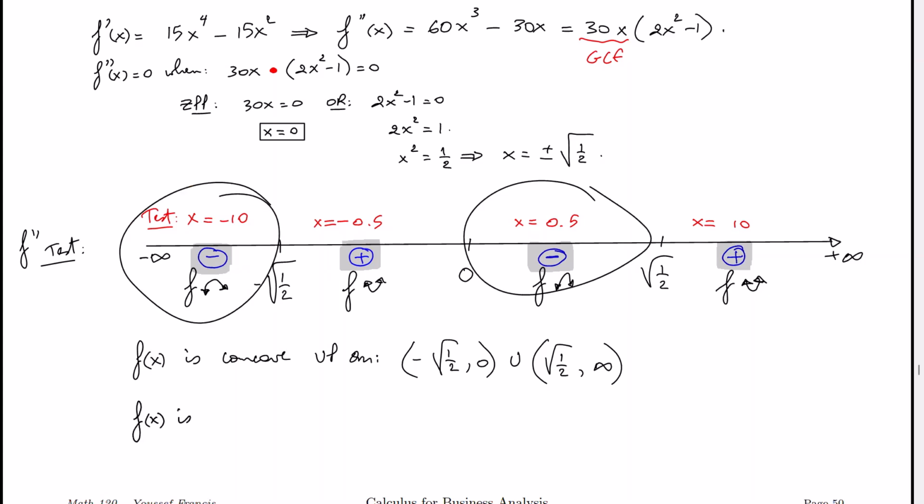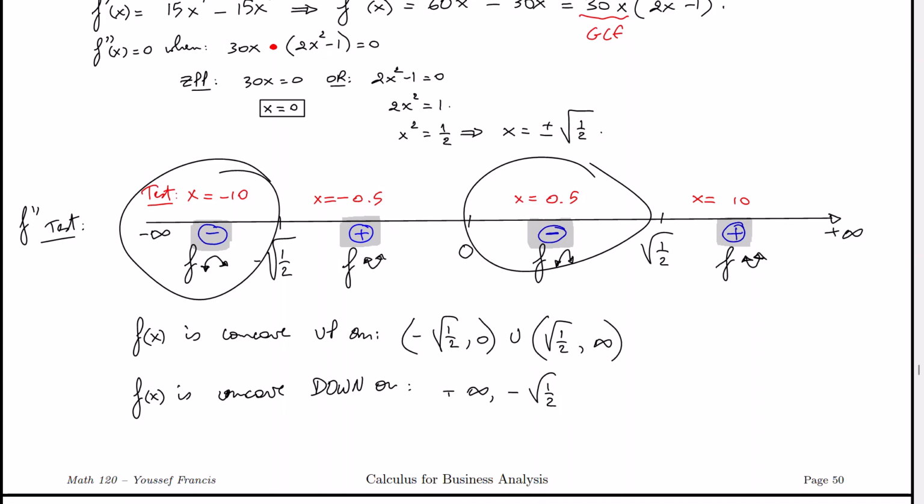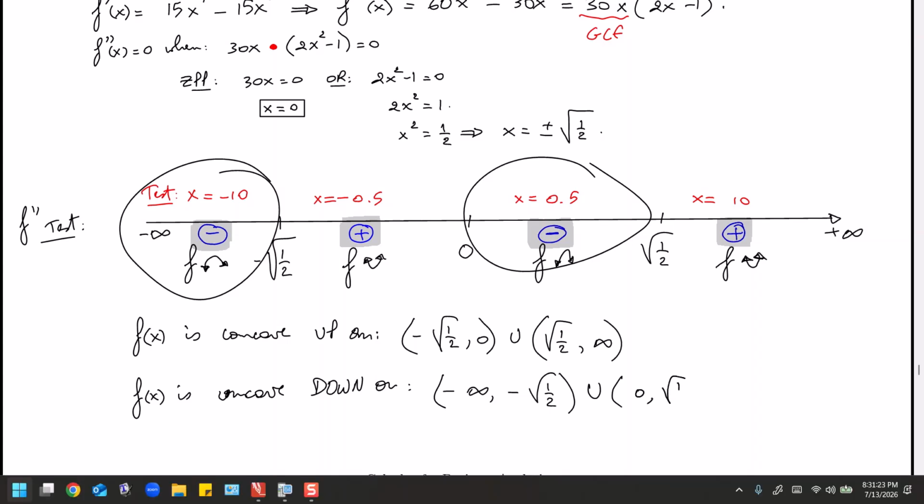So f of x is concave DOWN on the interval from negative infinity to negative square root of 1/2. And again, make sure whenever you're writing any of these, always use parentheses. It's always an open interval. And then it's also concave down from 0 to the square root of 1/2.